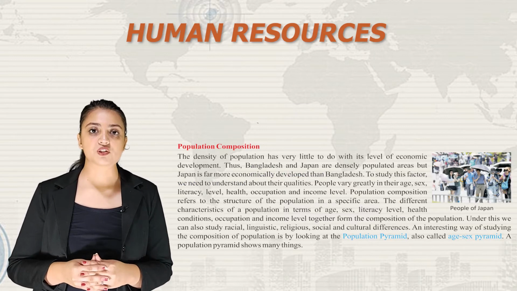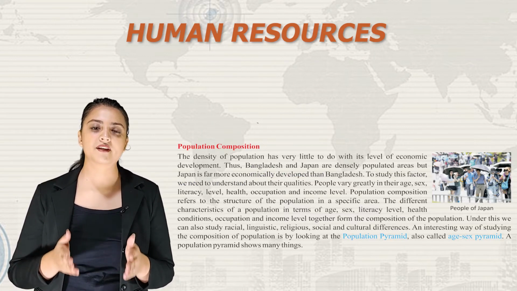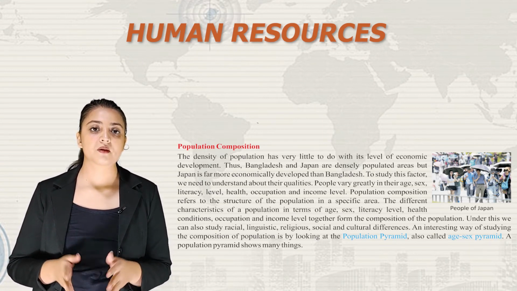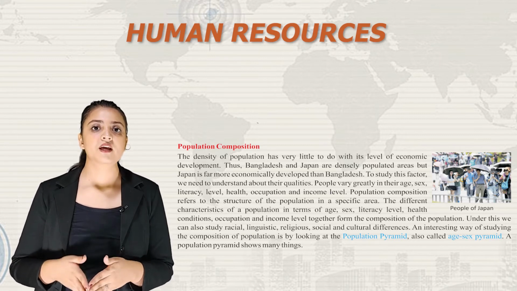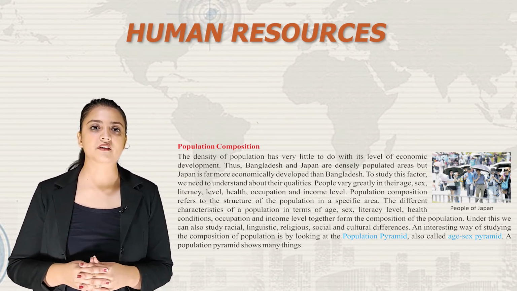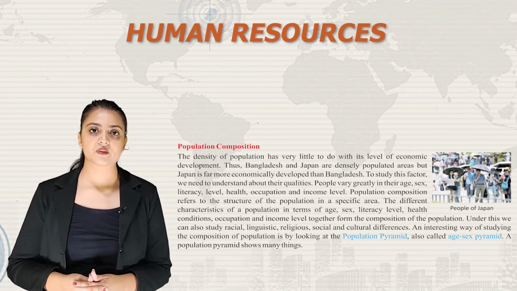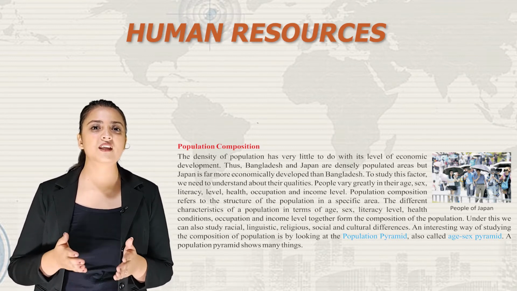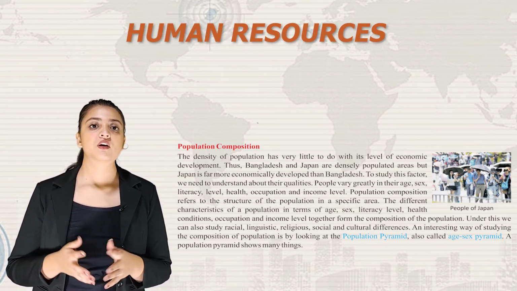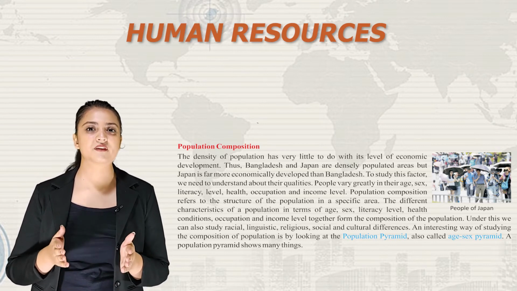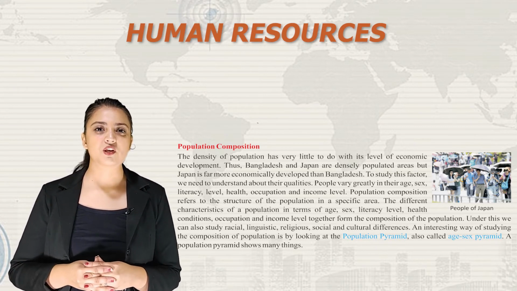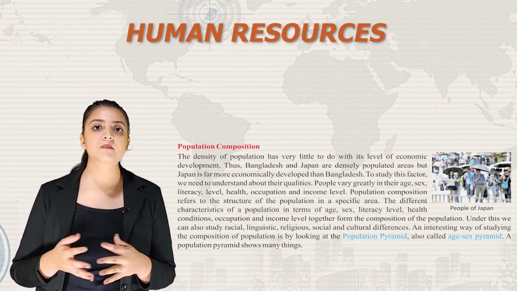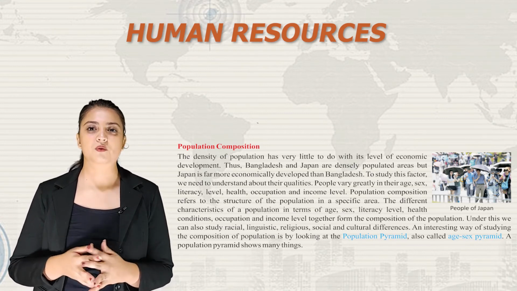The density of population has very little to do with its level of economic development. Thus, Bangladesh and Japan are densely populated areas, but Japan is far more economically developed than Bangladesh. To study this factor, we need to understand their qualities. People vary greatly in their age, sex, literacy level, health, occupation and income level. Population composition refers to the structure of the population in a specific area. The different characteristics of a population in terms of age, sex, literacy level, health condition, occupation and income level together form the composition of the population.